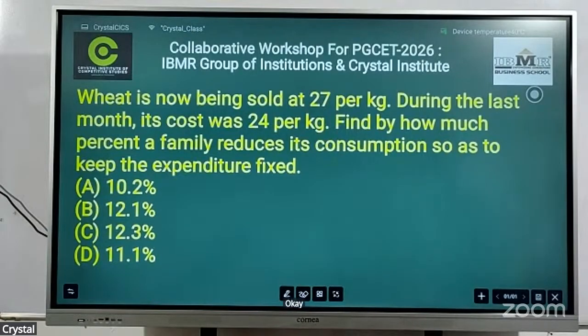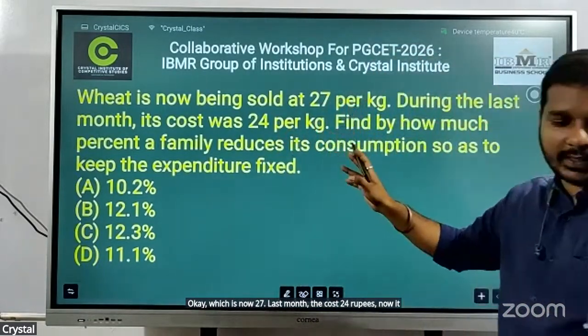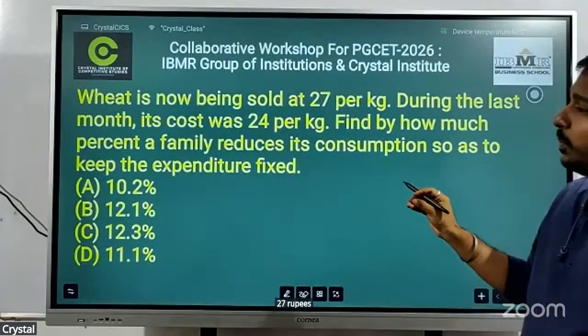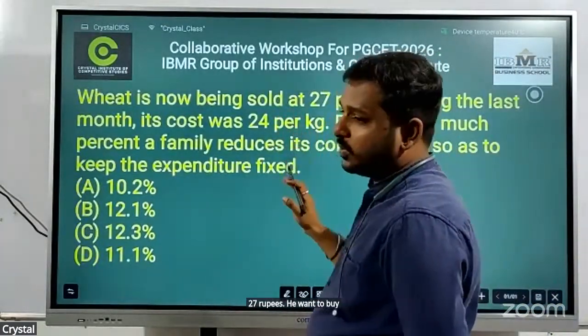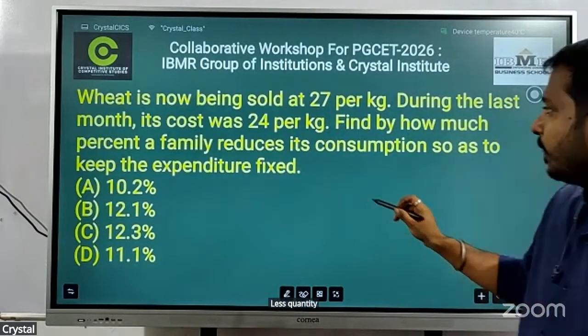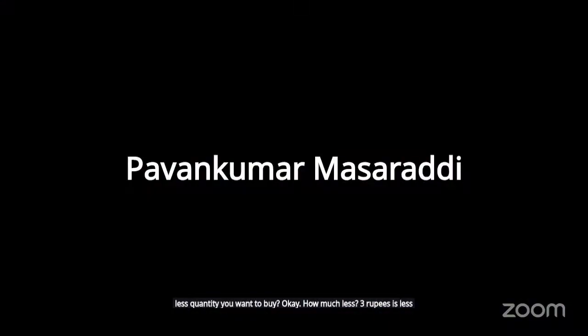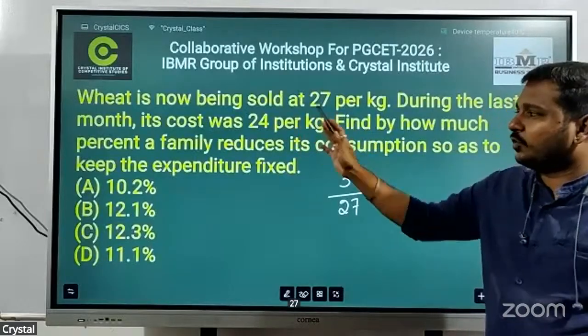Okay. Wheat is now 27 rupees. Last month it cost 24 rupees. Now it is 27 rupees. He wants to buy at 24 rupees only. How much less quantity does he want to buy? Okay. How much less? 3 rupees is less as compared to 27. He is buying 3 rupees less as compared to 27.